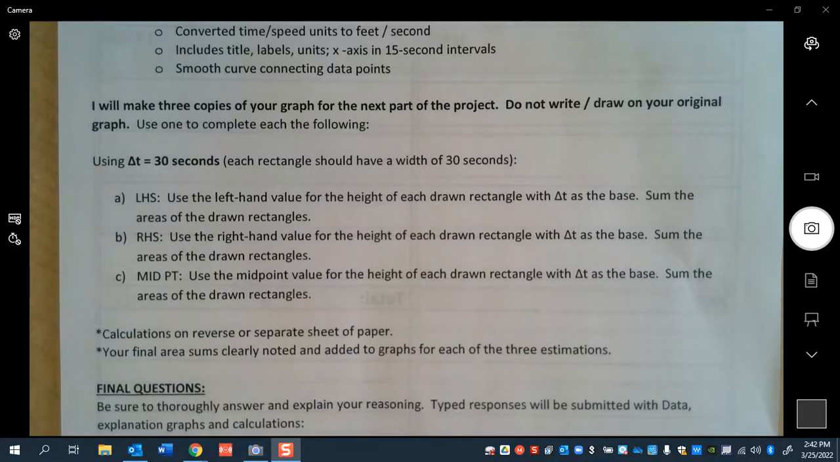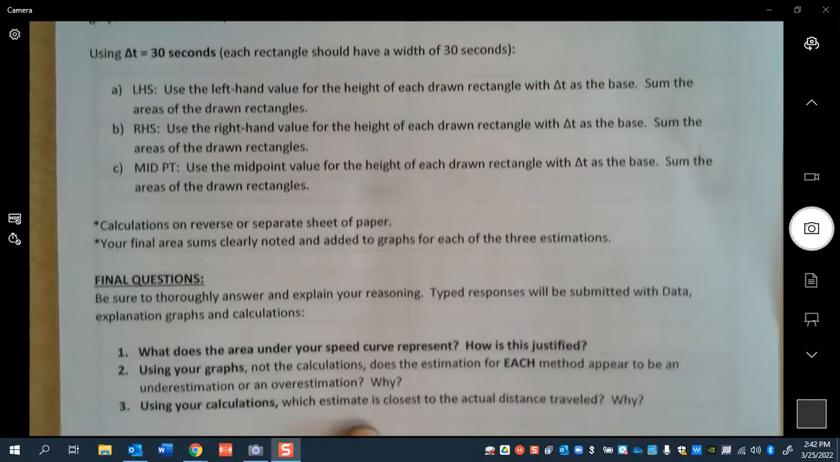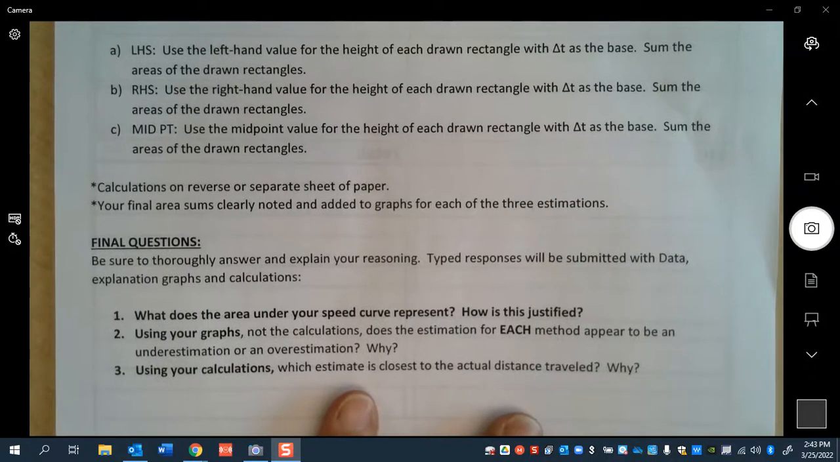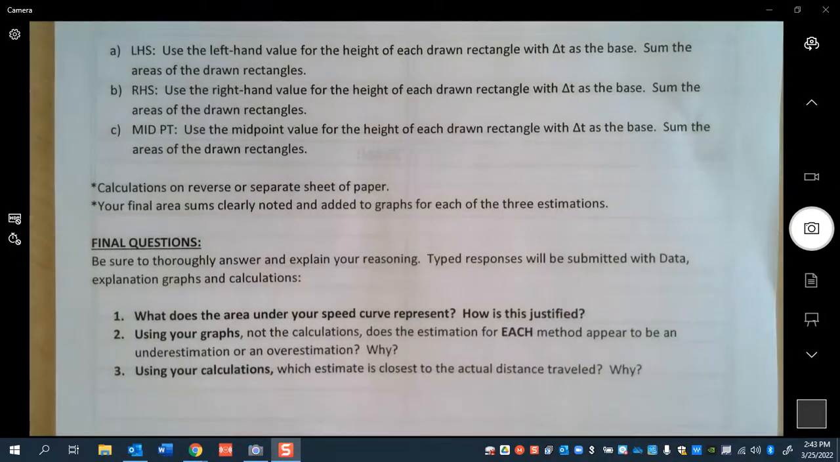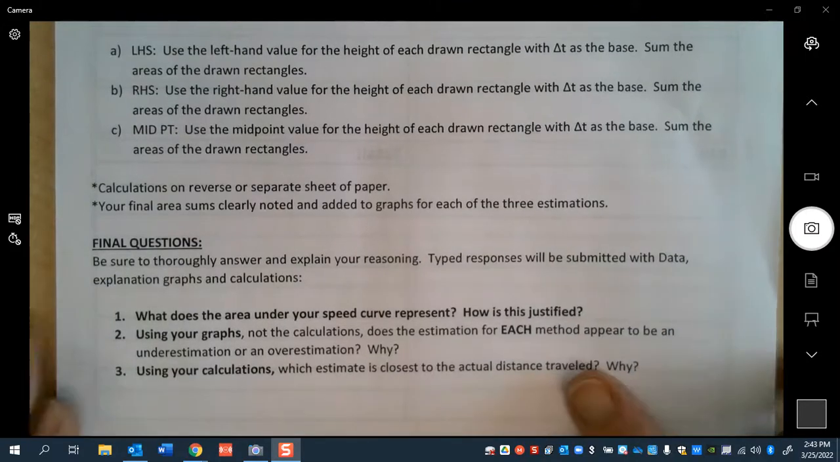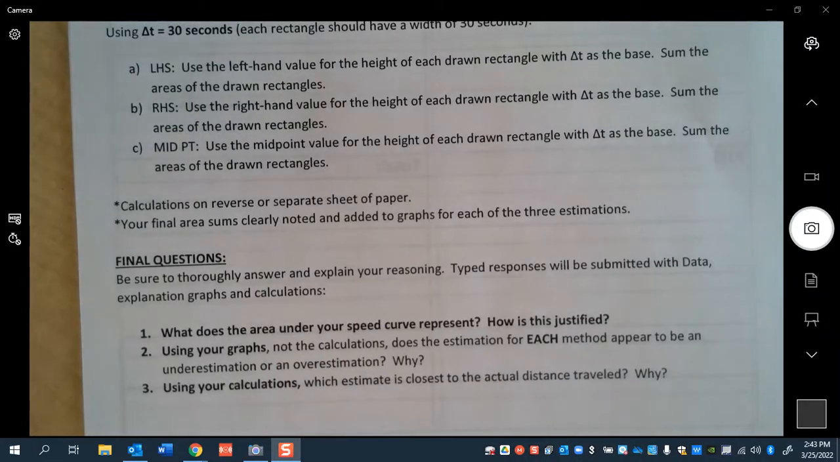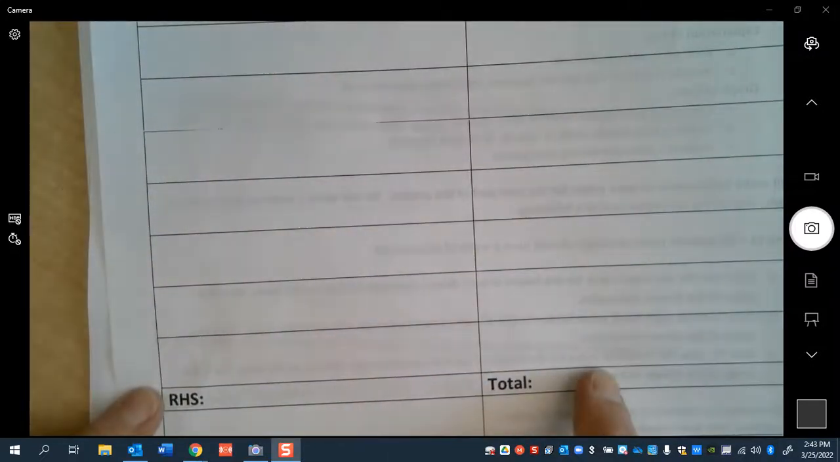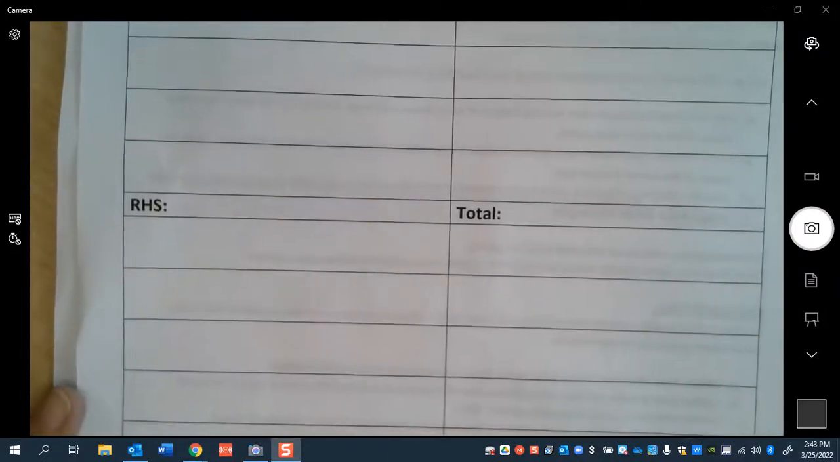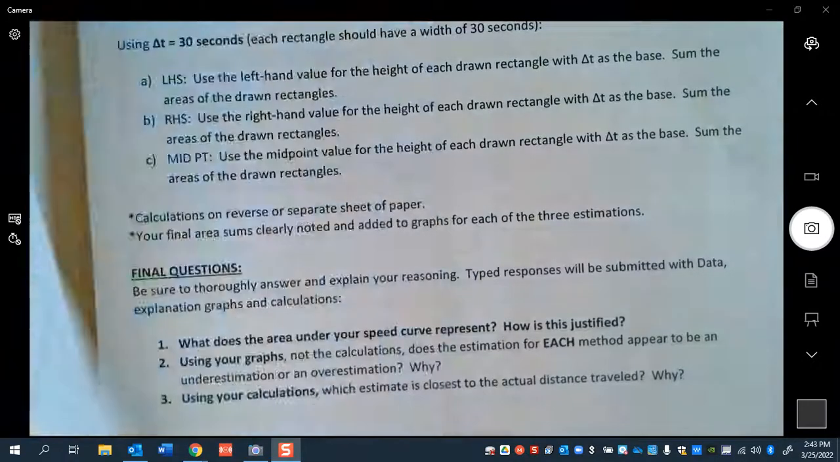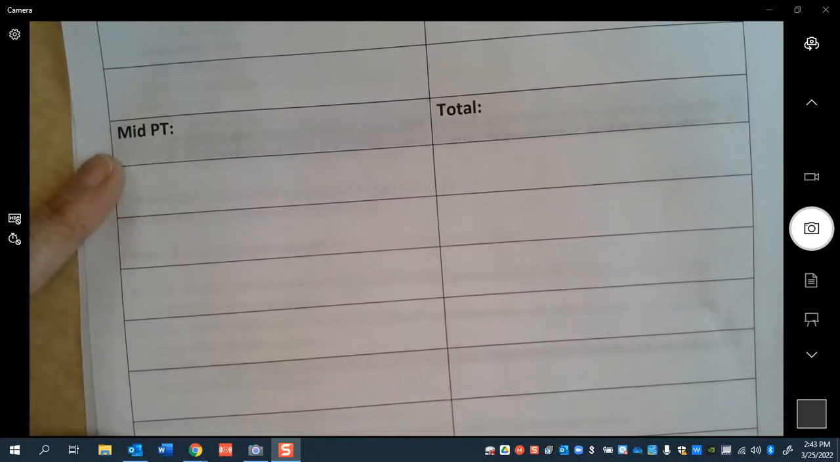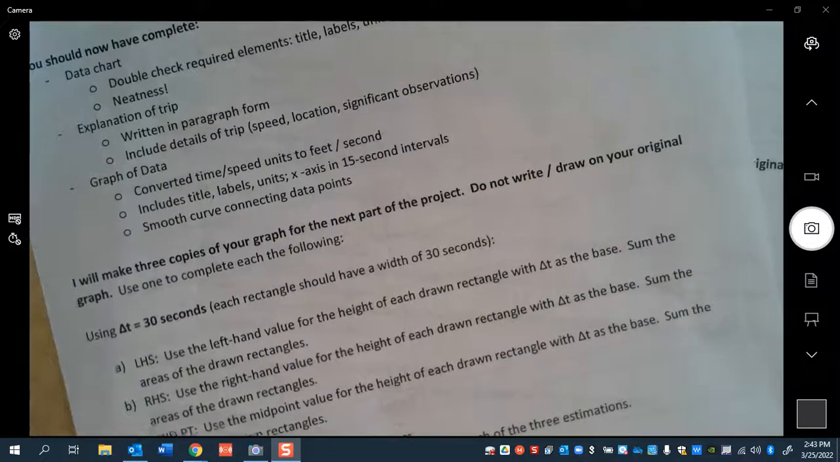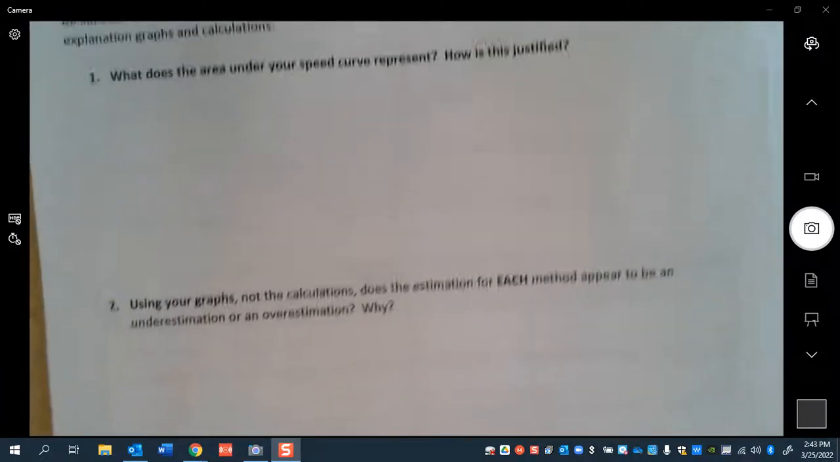Now, you can do your calculations on a separate sheet of paper if you want to do it electronically and you want to turn it in. That's fine. These final questions need to be answered. If you want, I gave you this so that you could calculate it as you went. Your left-hand sums, you need 20 calculations. Your right-hand sums, you need 20 calculations. We'll talk more next class about the midpoint sums. 20 calculations. What's on the back are your 3 thought questions.